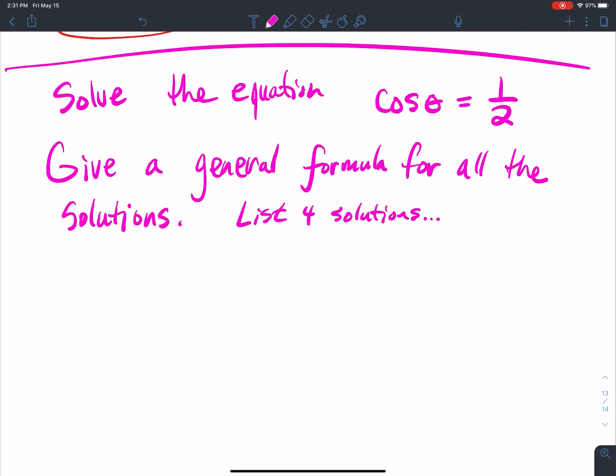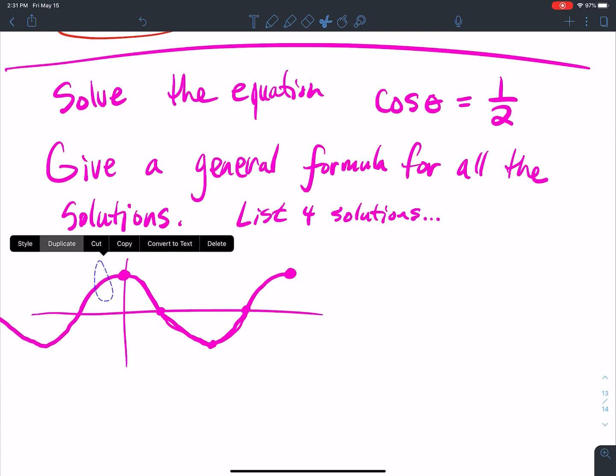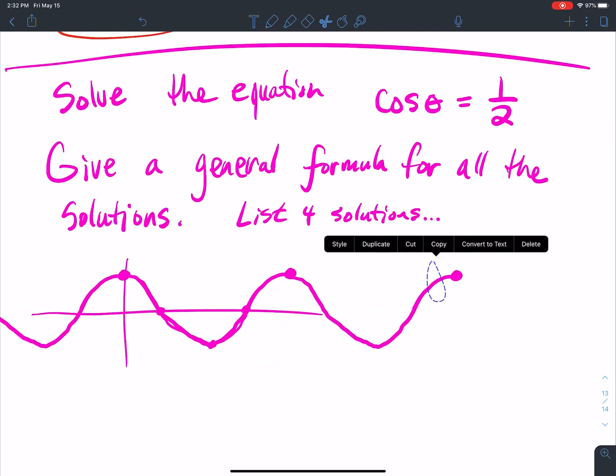Now, what do we need to know for cosine? Well, one thing we could do is graph it. Cosine starts at 0, 1. It goes down to 0 at pi over 2. Then it gets to -1. Then it works its way back to 0, and ultimately back up here. Let's duplicate this, so we're going this way, but we're also going this way.